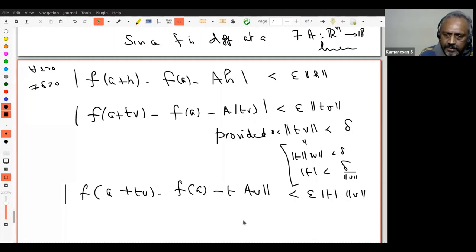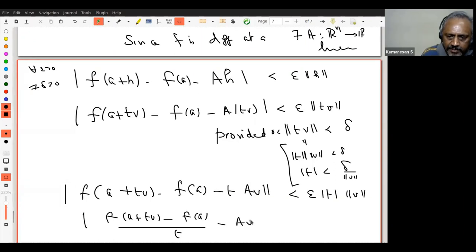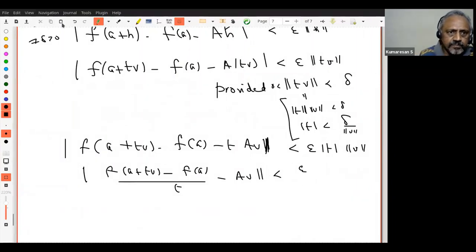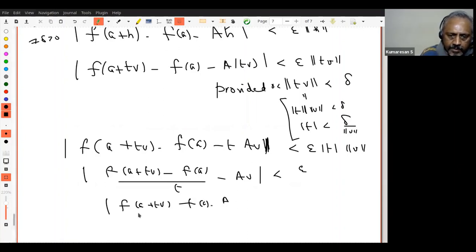You understand? Now I can divide everything by t. So if I divide everything by t, what do I get? f of a plus tv minus f of a by t minus av is less than, notice that there is a modulus, sorry, I'm writing length, it's a modulus. There is a modulus of the whole thing. Therefore f of a plus tv minus f of a by t minus av in modulus is less than epsilon times length of v.